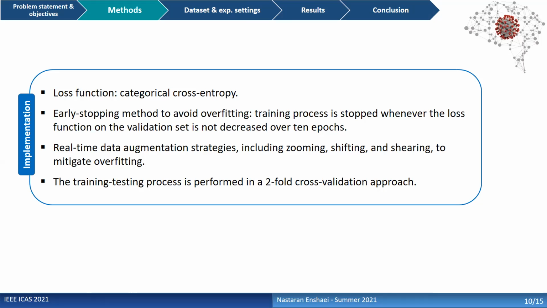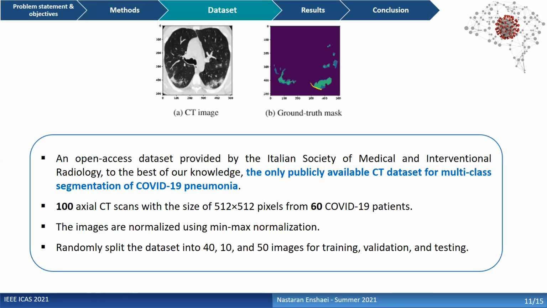We use categorical cross entropy as a loss function in our training process. Also, to mitigate overfitting, we use the early stopping method, meaning that the training process is stopped whenever the loss function on the validation set has not decreased over 10 epochs. We also use real-time data augmentation strategies, including zooming, shifting, and shearing, to mitigate overfitting. The training and testing process is performed in a two-fold cross-validation approach.